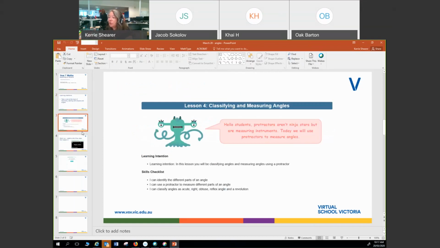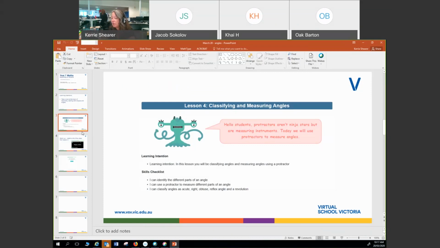Okay, so if you look under lesson 4, this is where I am today, and this is where I need you to go. If you can open this up on your screen, you need to find lesson 4, and we're looking at classifying and measuring angles. The learning intention in this lesson is to be able to classify angles and maybe even measure them.